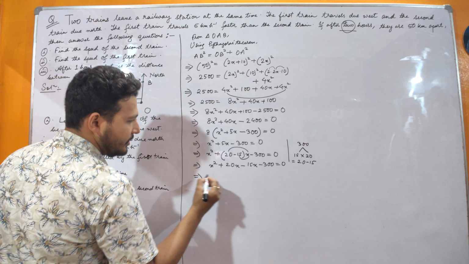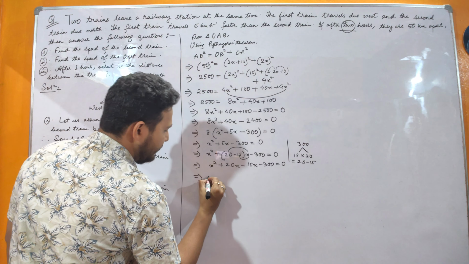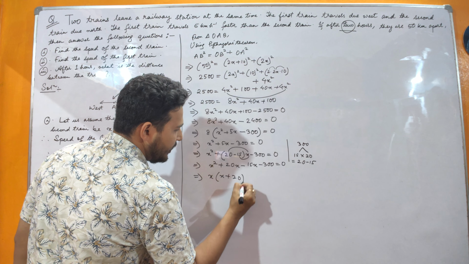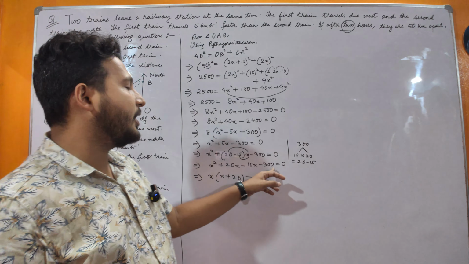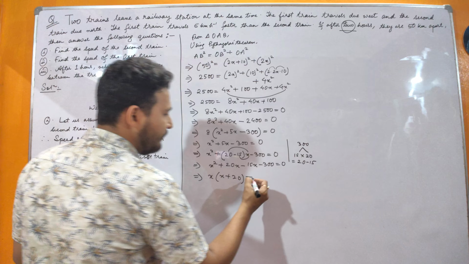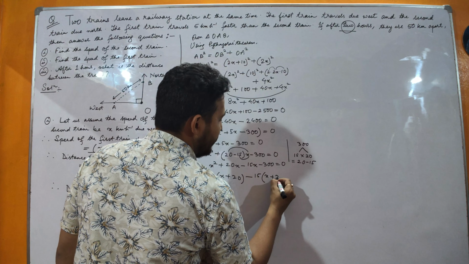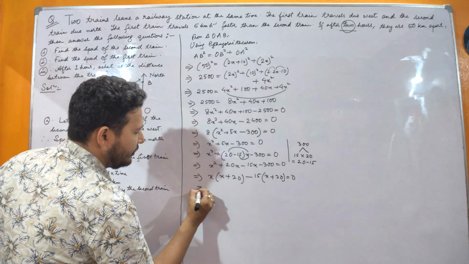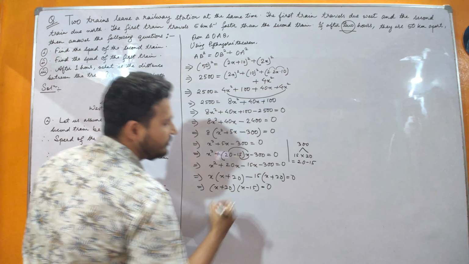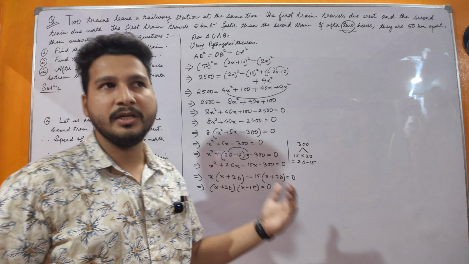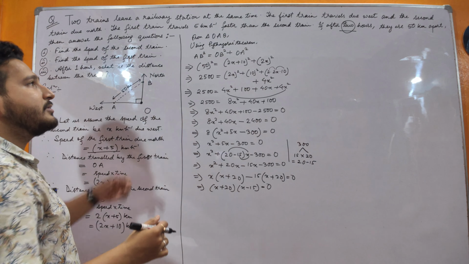Next, we take the common factors from x square and 20x. We take x out: x plus 20. In this case, we can take minus out. With 15 and 300, we can take 15 out. Now, inside the brackets, we keep x plus 20. Let's write x plus 20 into x minus 15 is equal to 0. We use the quadratic equation method to solve this. Since it's a question for quadratic equation, we used the Pythagoras theorem.